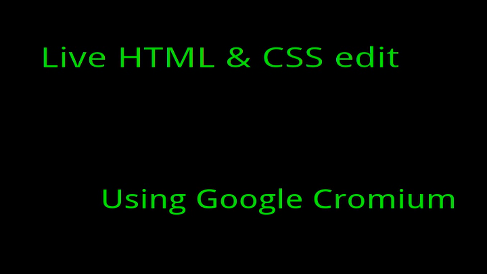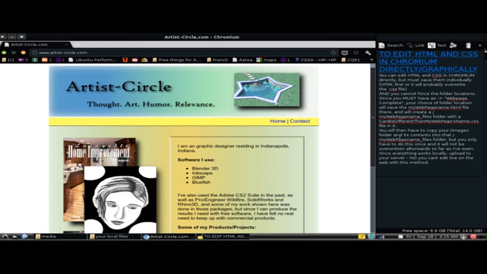This is a quick demonstration of how to edit HTML and CSS in Chromium directly, that's to say, graphically. Those of you who know me know that I've had a great deal of difficulty because I really cannot code. I'm very much a graphical person who, when I see a web page, wants to simply select the text that I want to edit and just change it directly.